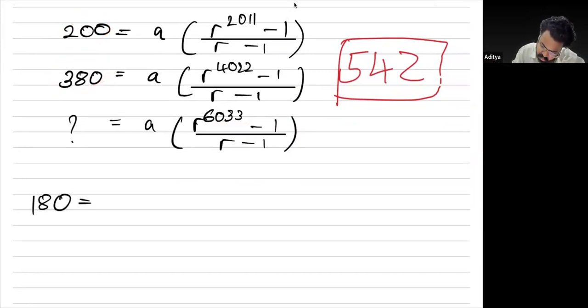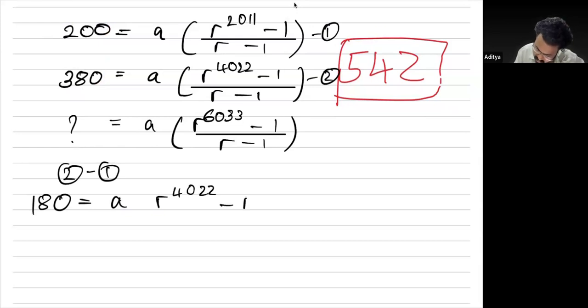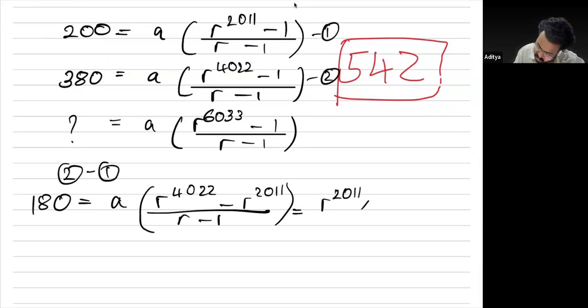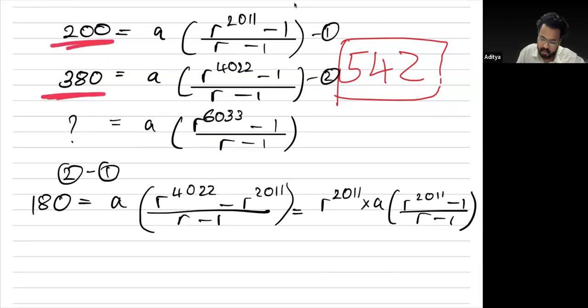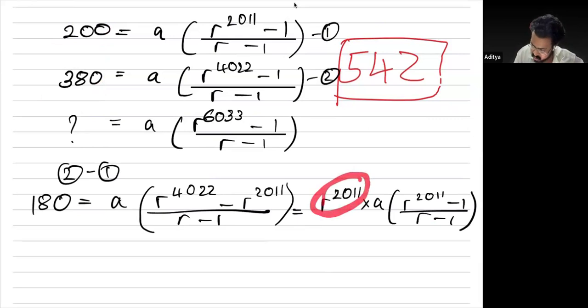180 becomes, let's call this equation 1, equation 2. If you do 2 minus 1, you get 180 equal to a times r to the power 4022 minus r to the power 2011 upon r minus 1, which becomes r to the power 2011 times a times r to the power 2011 minus 1 upon r minus 1. What I've done basically by taking a difference between this term and this term is that I have found it's a power of r times the original quantity.